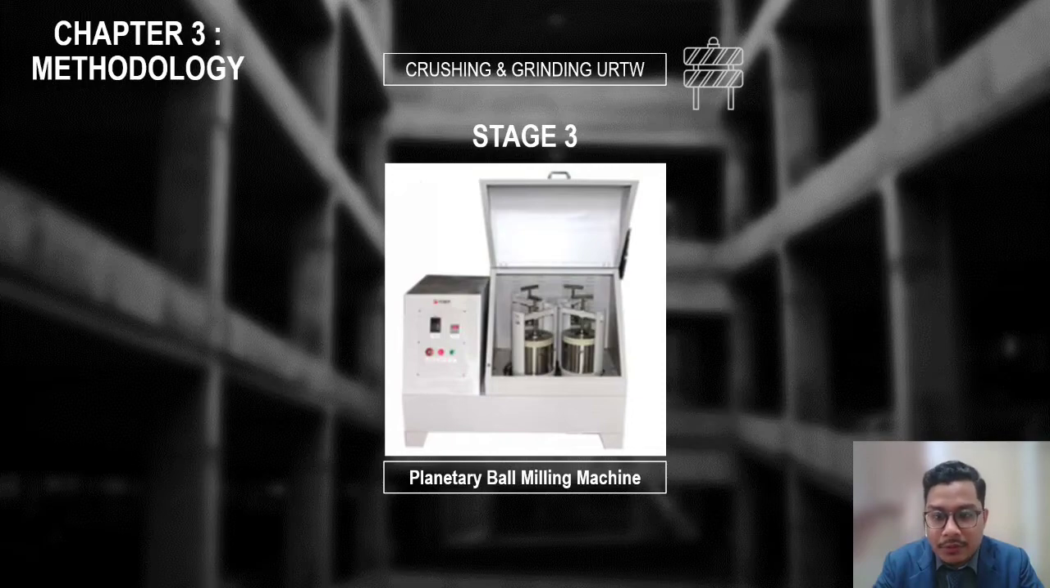Okay, URTW is the main raw material that I'm going to use to produce the new green concrete. The reason why I use 3 different types of machine is that we receive the raw material from this particular company in big and large pieces of roof tile.